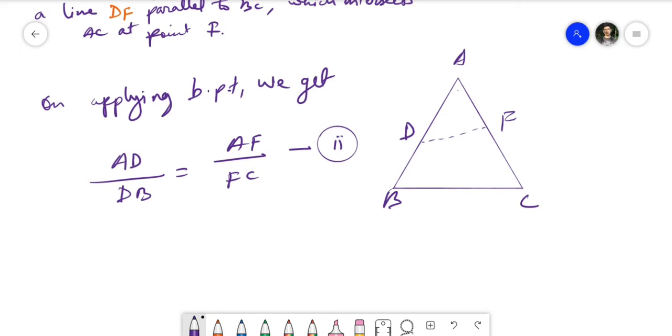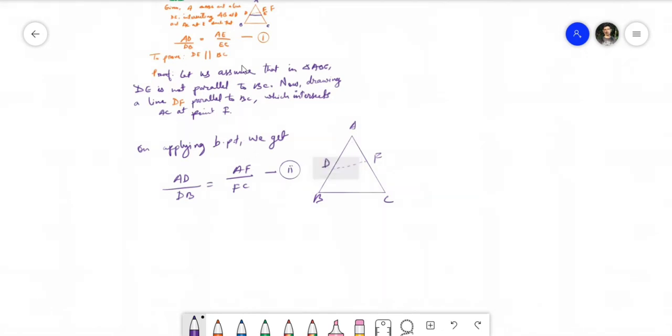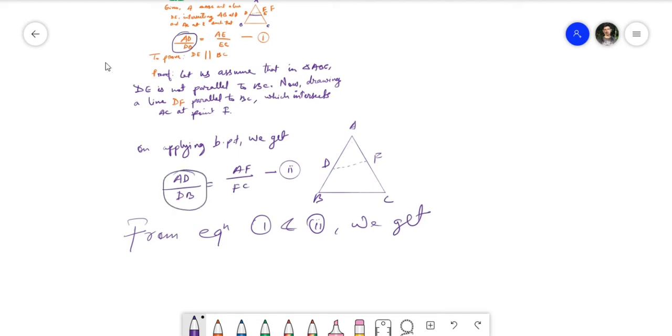Okay. So now this is our equation 1. Okay, I'm just trying to write here from equation 1 and 2. We get, you see, this and this both are equal, isn't it? So we can just place it because these two are equal. So I'm just writing AE.